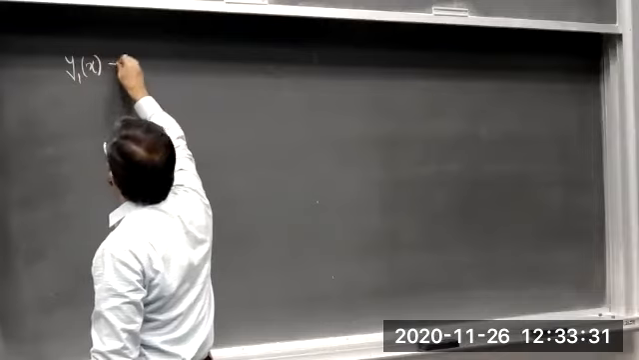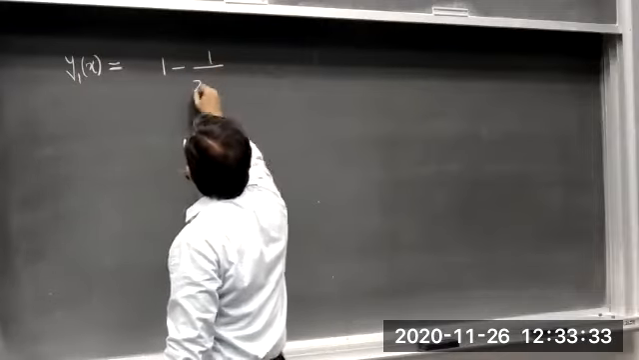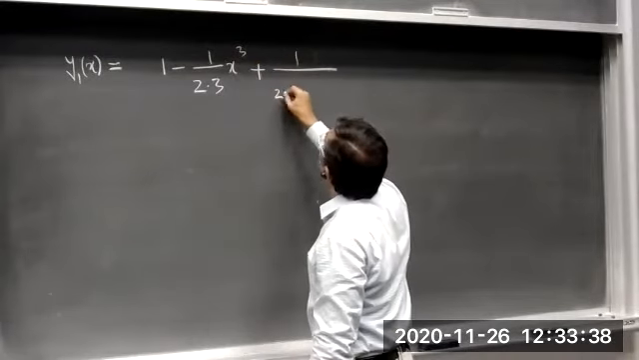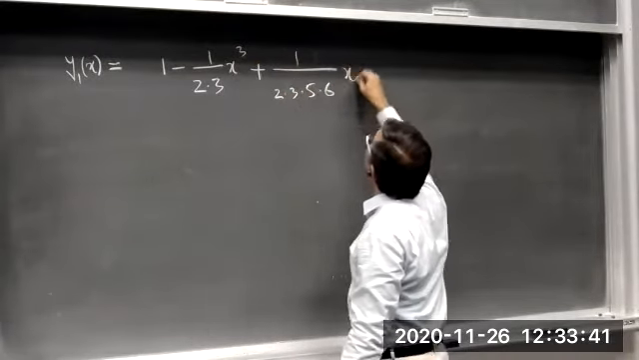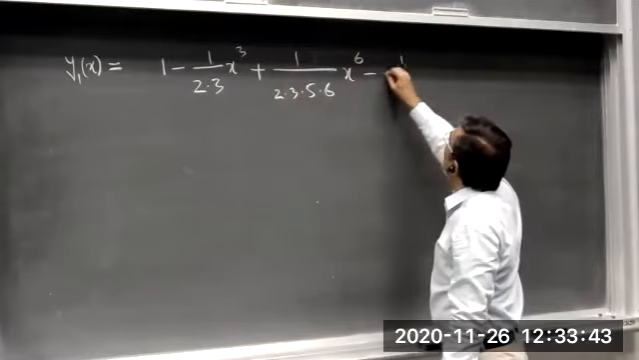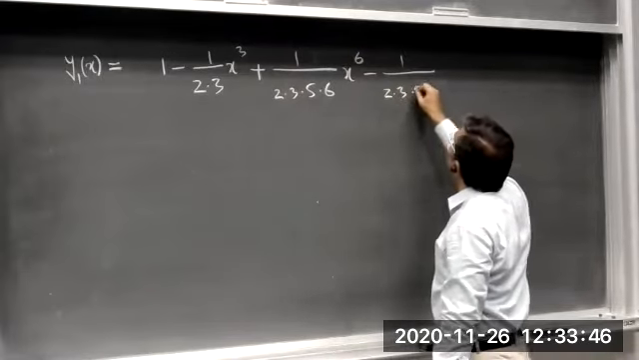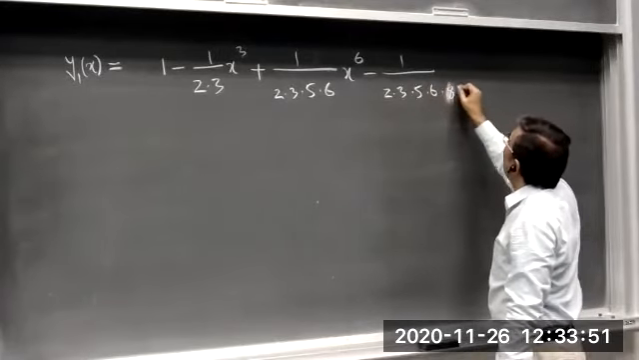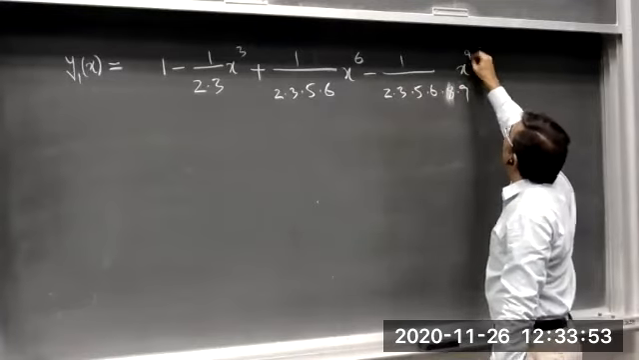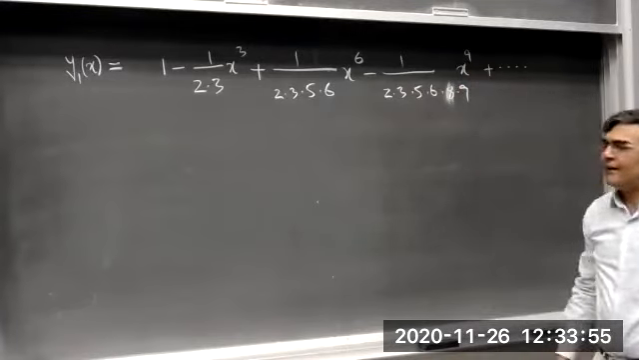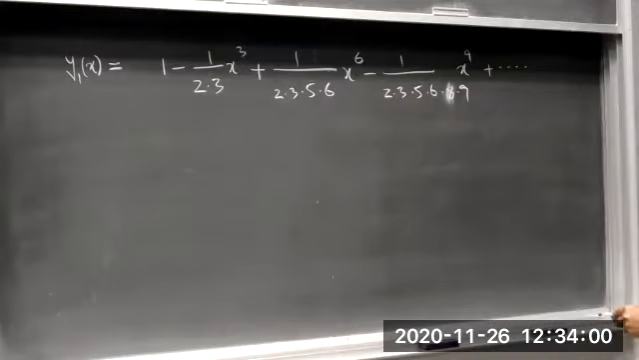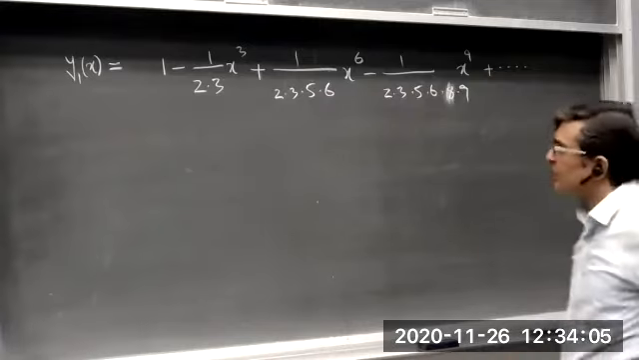y1 is the first series, and it is 1 minus 1 by 2 into 3 x raised power cube plus 1 over 2 into 3 into 5 into 6 x raised power 6 minus 1 over 2 into 3 into 5 into 6 into 7 into 8 into 9 x power 9 plus so on. Okay, now we need to generalize this series and we need to find basically its nth term or the general term.